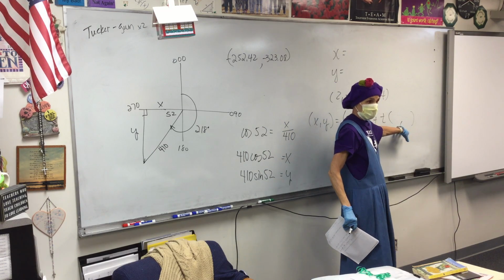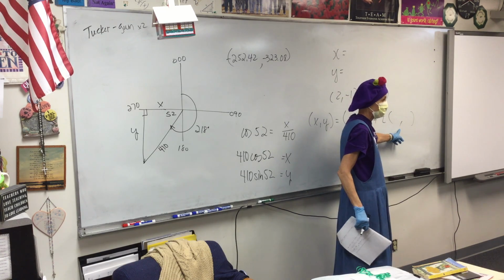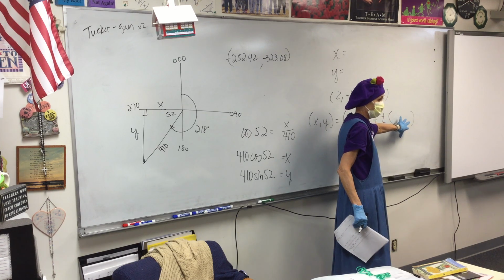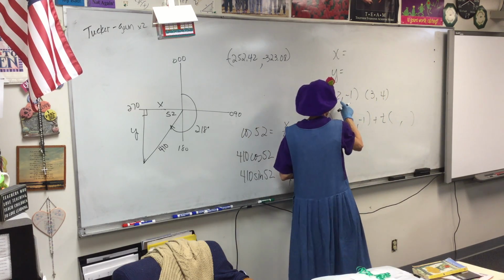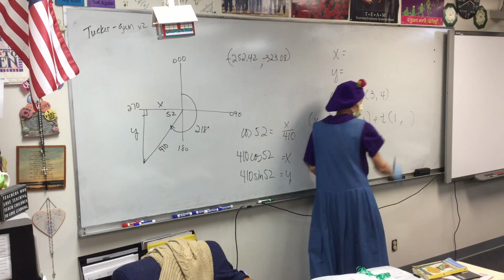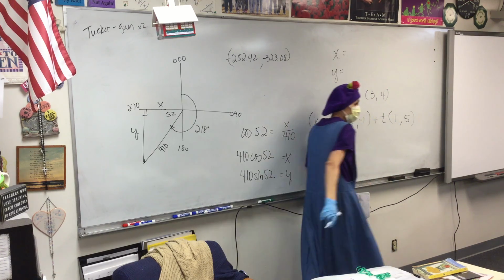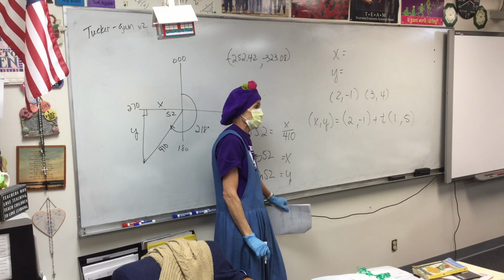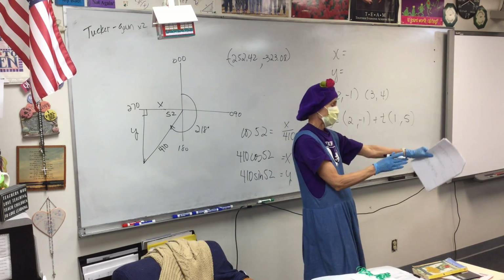Now, I told you yesterday, and I'll tell you again, somebody on Monday is going to put this right here, and I'm going to mark it wrong, because that's not what goes there. What goes there? The vector from here to here. So we're going from 2 to 3, so that is a 1, and we're going from -1 to 4, so that is a 5. That's what goes in the second parentheses. How you get from point A to point B.